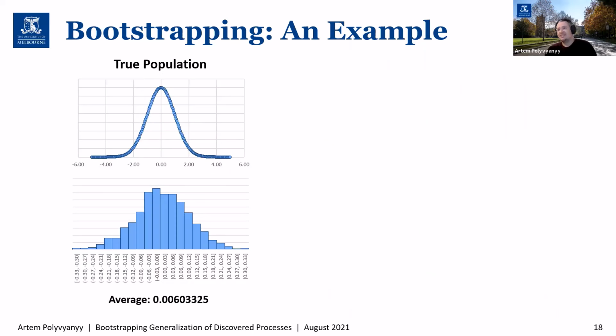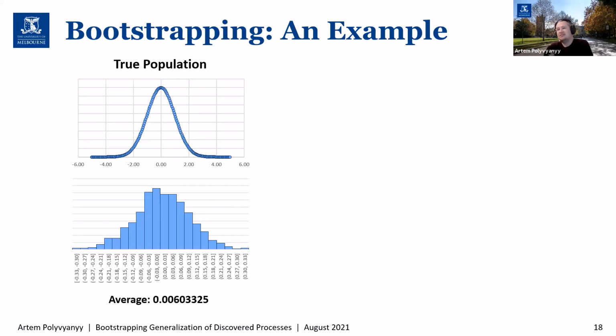So I just did some exercise yesterday in Excel to demonstrate how this all works. Let's say we have some true population which has a Gaussian distribution, a normal distribution, a Gaussian curve here. And let's say we are interested in establishing the average of that population. Of course, here you clearly see that the average is 0, but assume we don't know that. We don't know the true population, right? It exists, but we don't know it.